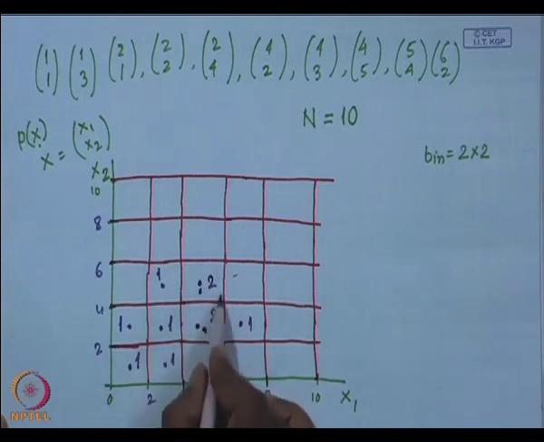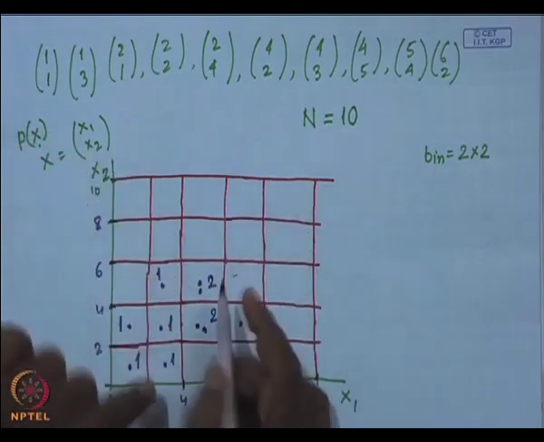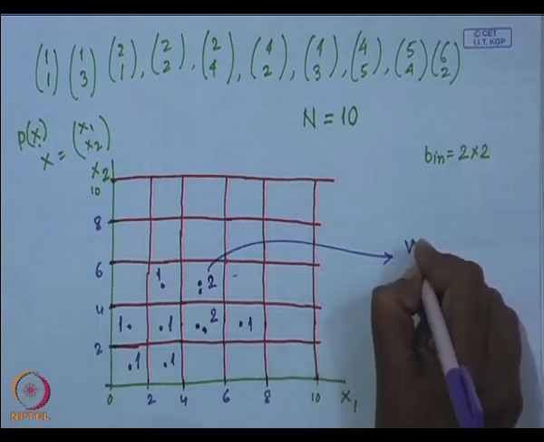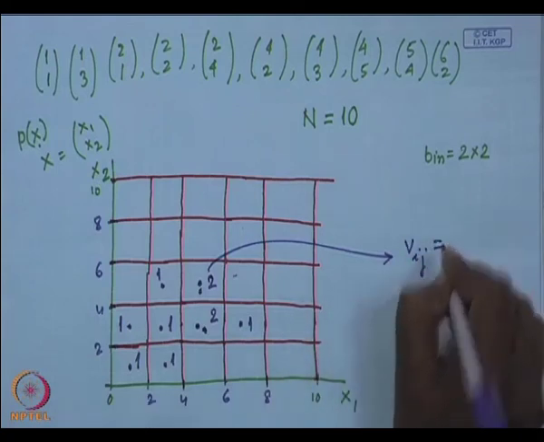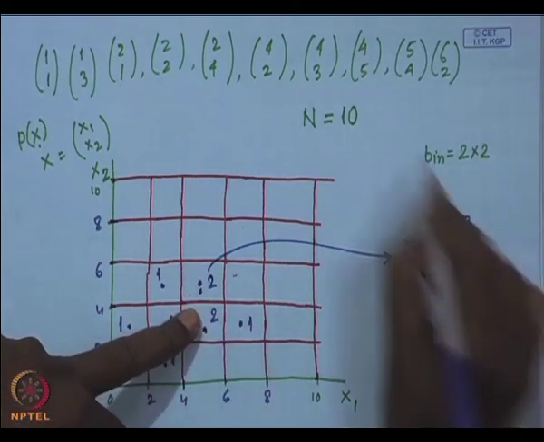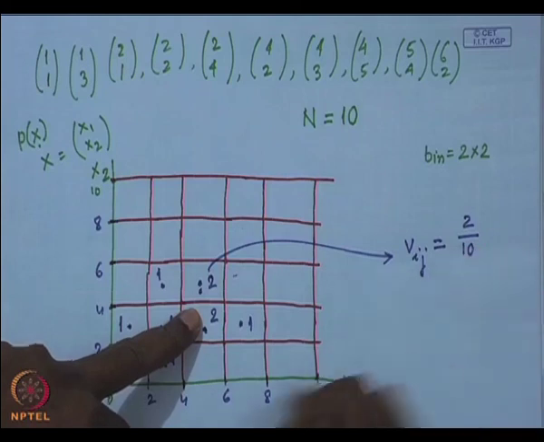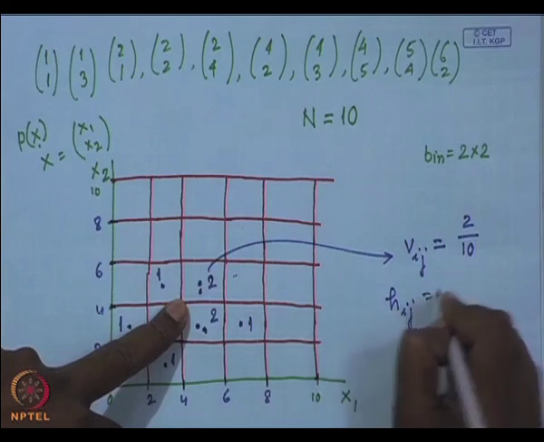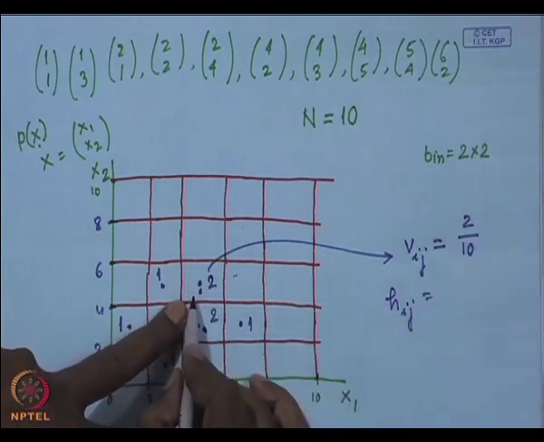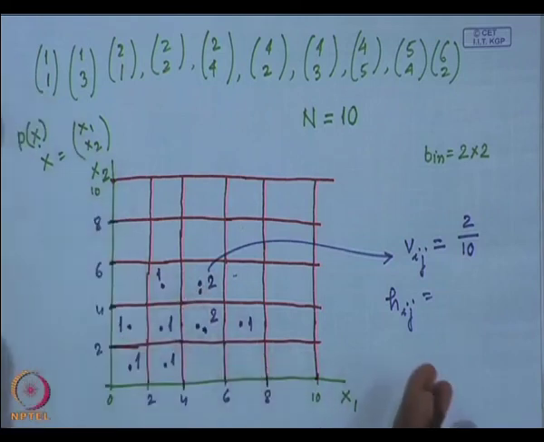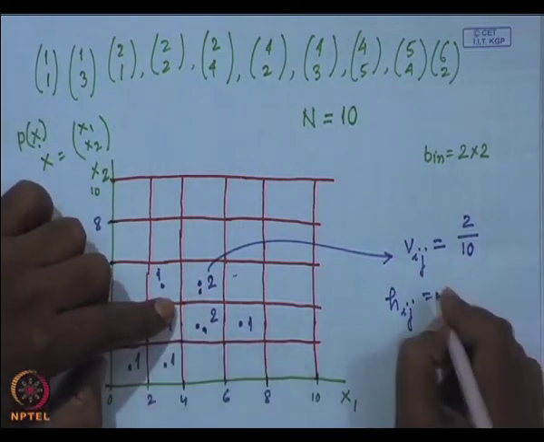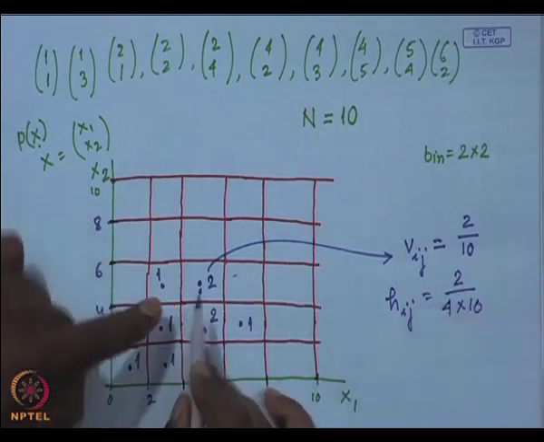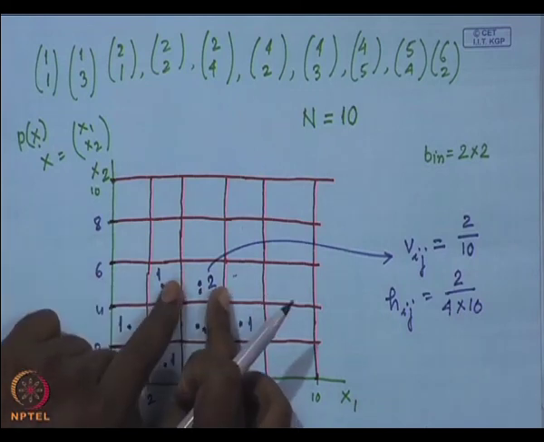So, the volume of the bar over this particular bin, V i j, will be equal to 2 by the total number of samples, which is equal to 10. And the height of this bar, H i j, will be simply this divided by the area of the base, and this being a bin of size 2 by 2, the area of the base is equal to 4. So, H i j will be equal to 2 by 4 into 10, and that is nothing but the probability density estimate within this bin.